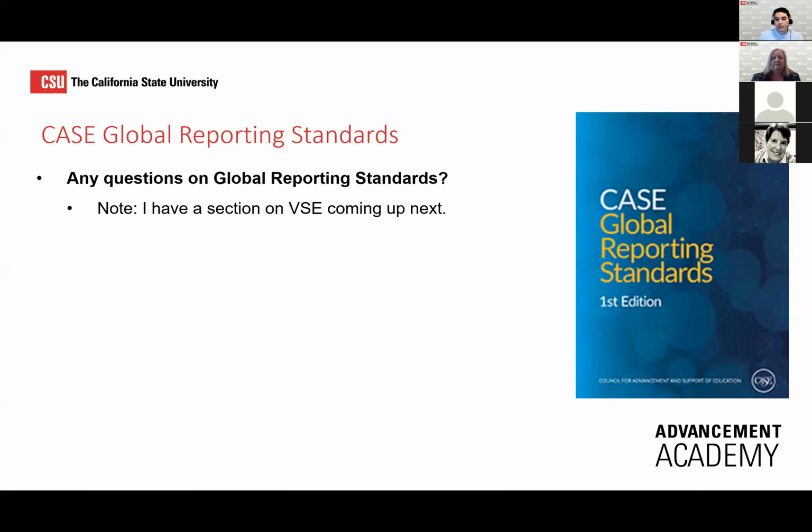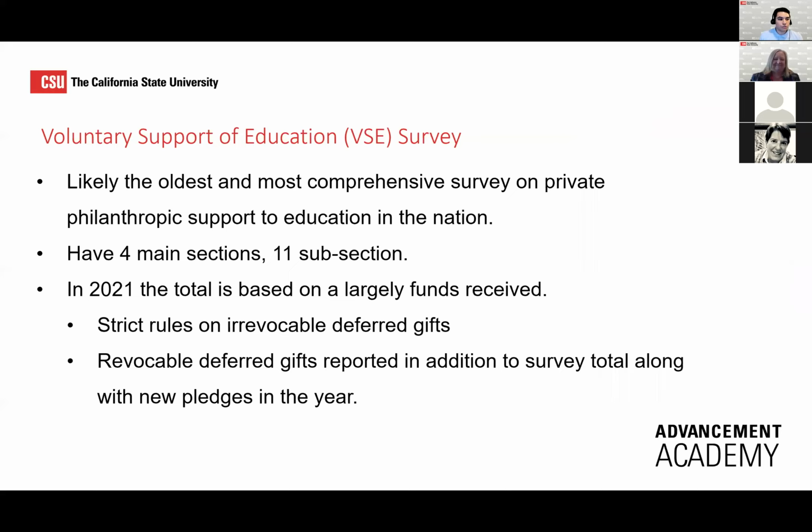Awesome. Alrighty. Well, moving on now to the VSC itself, I'll give a little bit of insight: it's probably one of the oldest and most comprehensive surveys on private philanthropic support to education in the nation. I don't think there's anything that comes close to rivaling it. It has 4 main sections, and each of those sections has several subsections, and we're looking at 11 pages all together. In 2021, again, it is largely based on funds received.